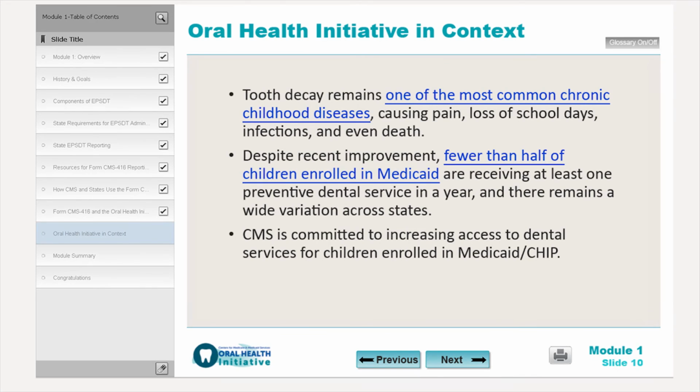Why is the Oral Health Initiative important? Here's some context. Tooth decay remains one of the most common chronic childhood diseases, causing pain, loss of school days, infections, and even death. Despite recent improvement, fewer than half of children enrolled in Medicaid are receiving at least one preventive dental service in a year, and there remains a wide variation across states. CMS is committed to increasing access to dental services for children enrolled in Medicaid and CHIP. Additional information on common chronic childhood diseases is available through the Children's Dental Health Project at cdhp.org. For more information on Medicaid enrollment, please visit medicaid.gov.